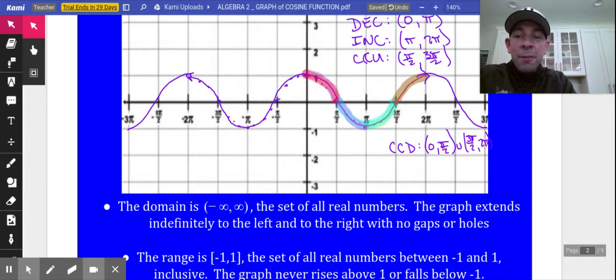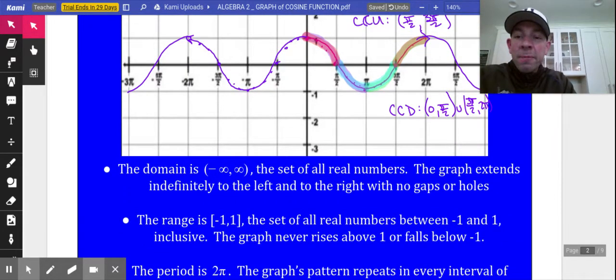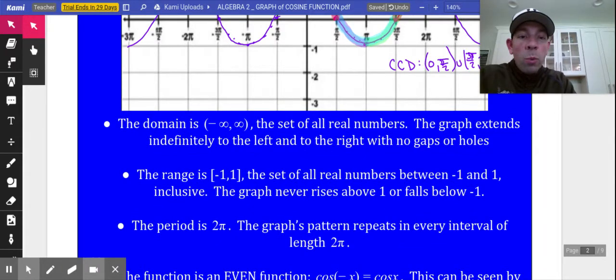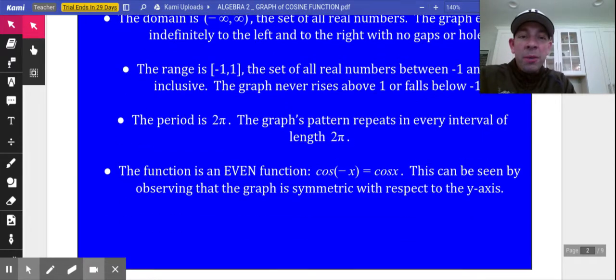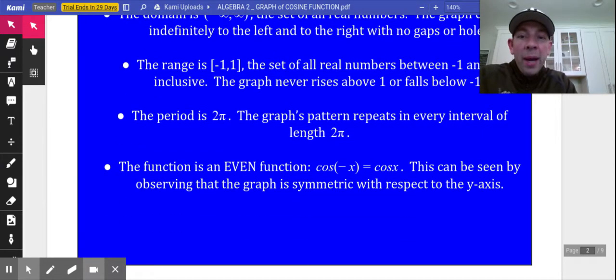Again, just like the sine curve, the domain is from negative infinity to positive infinity. The range is from -1 to 1 inclusive. The graph never rises above 1. It never falls below -1. The period is 2 pi. After that, it just repeats another cycle.